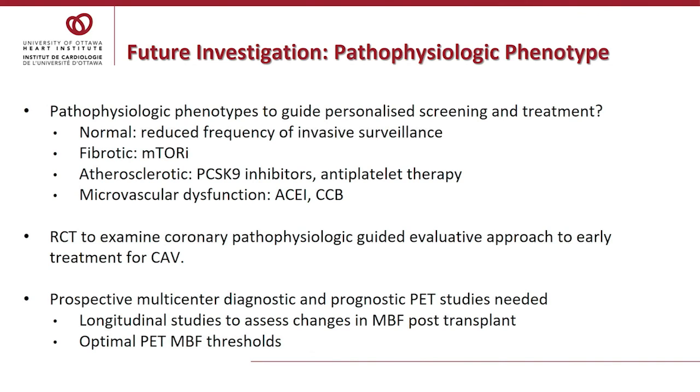If we identify a predominantly atherosclerotic type phenotype, then perhaps we should go down the treatment route for coronary artery disease with more aggressive antiplatelet therapy and lipid-lowering therapy. If we have a patient that has more of a microvascular dysfunction phenotype, then perhaps an ACE inhibitor or calcium channel blockers might be more useful. And if we are able to define such pathophysiologic CAV phenotypes, then this would lend support to a randomized controlled trial to investigate respective therapies.